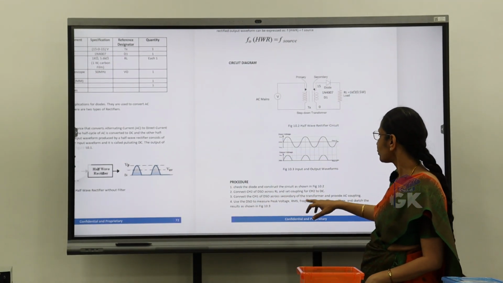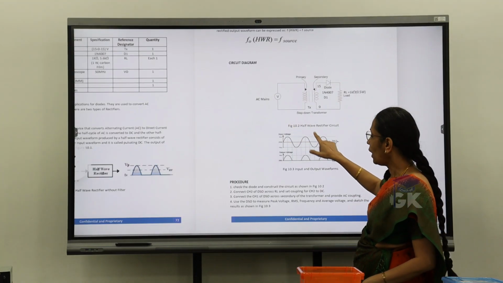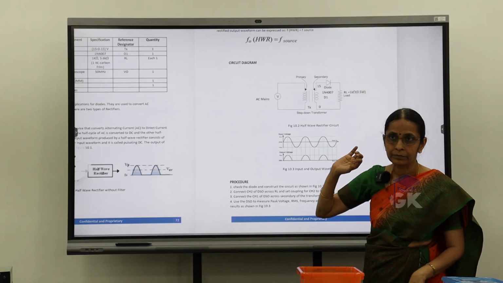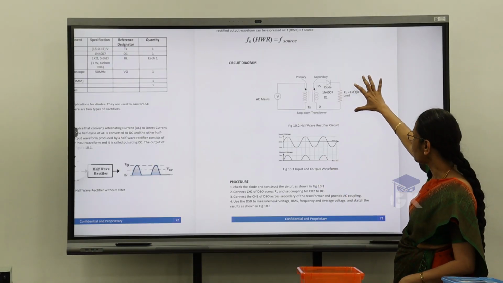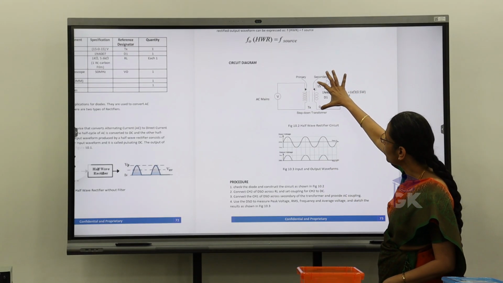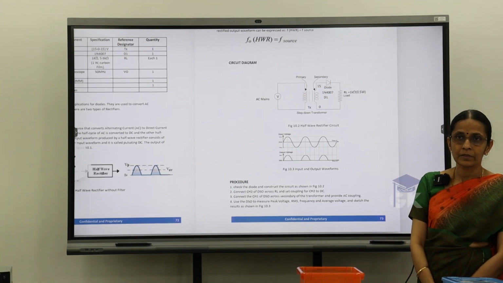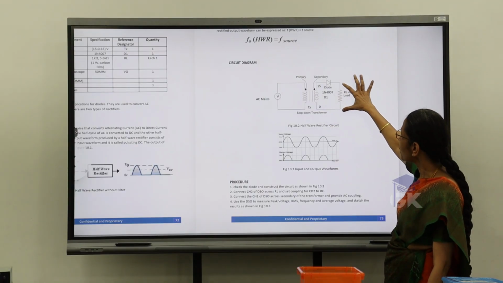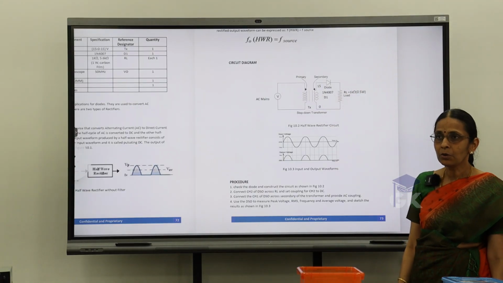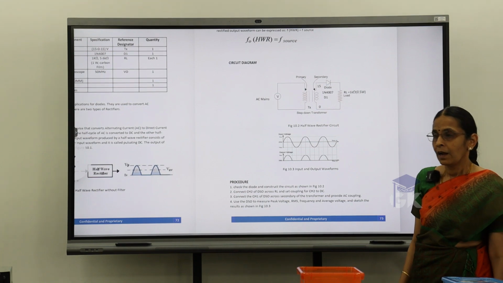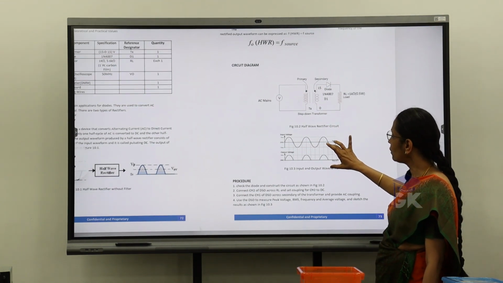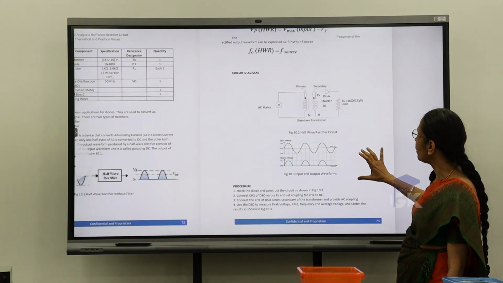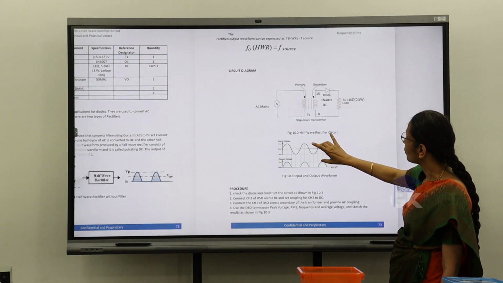Then you construct the circuit, and channel 2 of the DSO you connect across your RL. Channel 1 you connect across the secondary of your transformer. So channel 1 across the secondary and channel 2 across your load RL. Now once the circuit is rigged up, next is what observations to be made or what readings have to be taken.